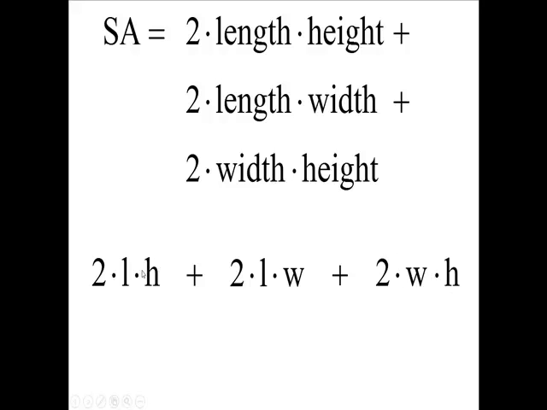Now if you look at these, you've got LH, LW, and then WH. So this is every combination of letters you could have. LH is one combination, LW is another. Then if you leave the L's out, you'll have the width times the height, the WH. This is the formula for the surface area, and it's pretty easy to memorize, really.